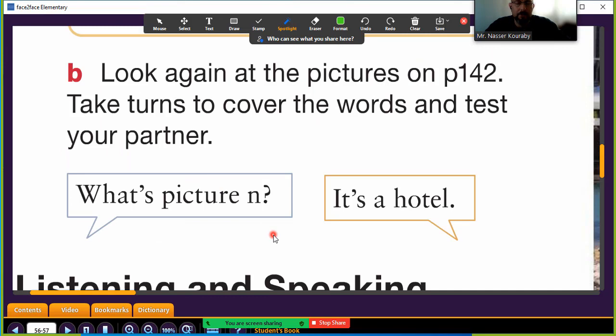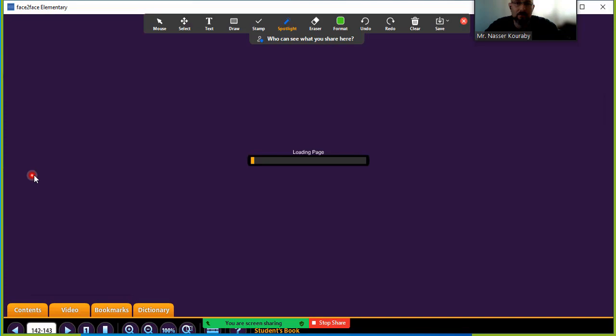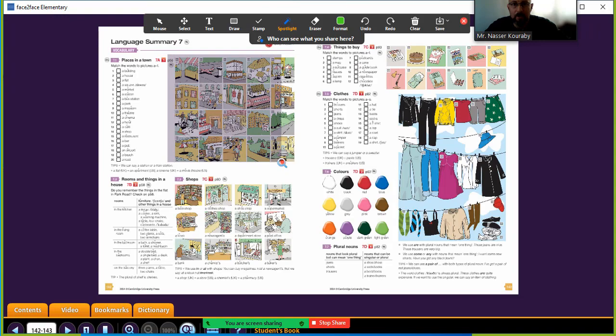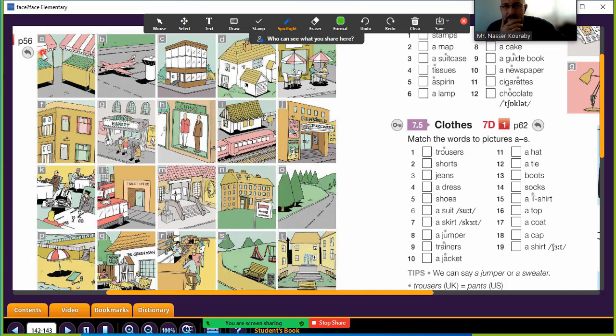In exercise number 2 here, look again at the picture on page 142. Take turns to cover the words and test your partner. So if you work with a partner, or maybe you are alone, for example, we will look just at the photo here. And look here, what's this? What's this? So test yourself. For example, this is a beach, a park, and so on. So try to remember. Stop the video for 2-3 minutes and try to remember. Okay, guys?